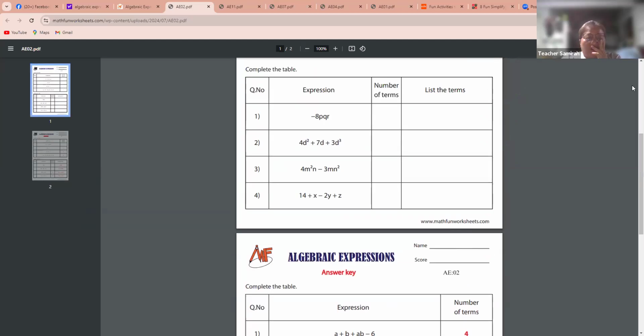What we are going to do is first count the number of terms. And after counting the number of terms, we are going to list all the terms that we can see from the expression. I think it would be very easy, and you can easily answer this one because you already know it, right? You have the idea already.